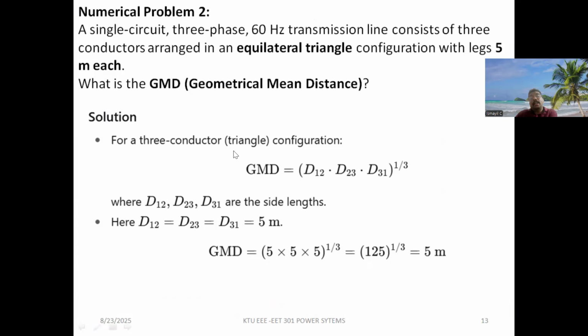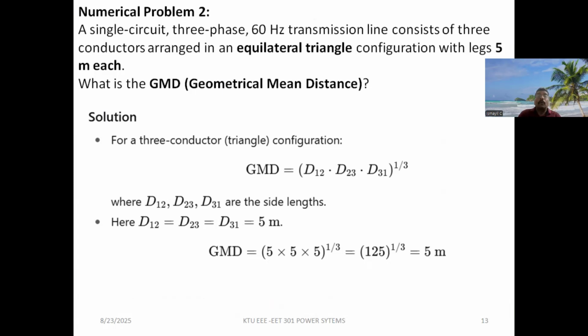For a three-conductor triangular configuration, we know that GMD is equal to the cubic root of D12, D23, D31. Now, simply substitute the value of 5. So, cubic root of 5 into 5 into 5, which will be equal to 5 meter. Actually, we already studied that this is a symmetrical configuration, three-phase system. So, in symmetrical configuration, the GMD is equal to the distance between any one pair of the transmission line.